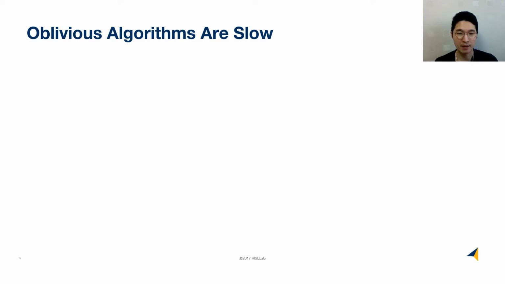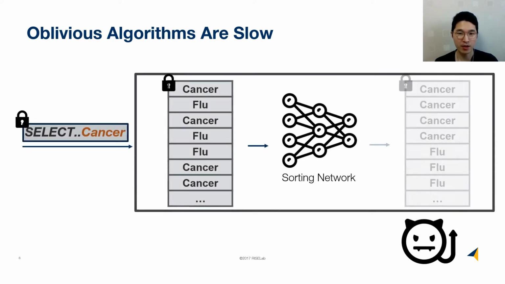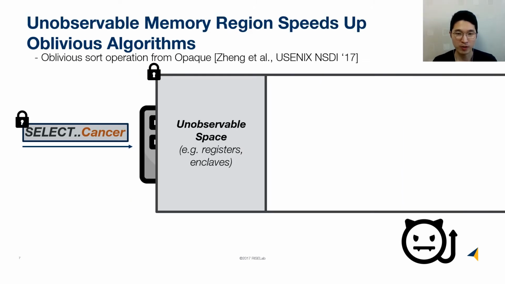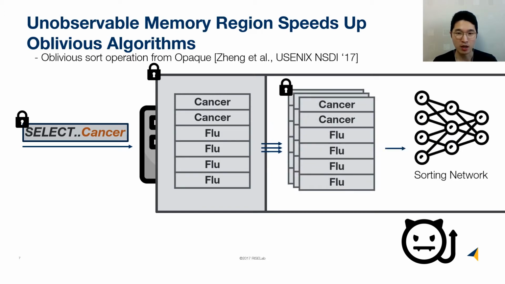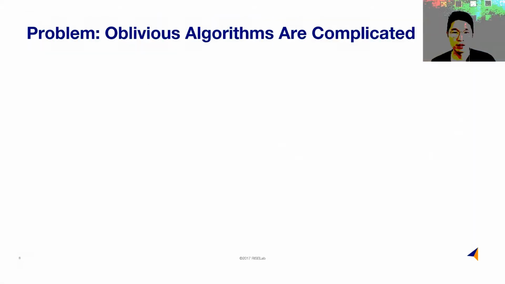Numerous oblivious algorithms have been devised so far. Oblivious algorithms, such as sorting network, are much slower than regular sorting algorithms. To improve the performance, recent oblivious algorithms typically assume a certain storage such as register or hardware enclave is not observable and leverage it to improve the performance. An attacker cannot see the content and access patterns of the data inside unobservable space. In this sorting example from Opaque, it uses unobservable space to sort the records using fast regular sorting algorithms such as quicksort. This reduces the use of sorting network and improves the overall performance.